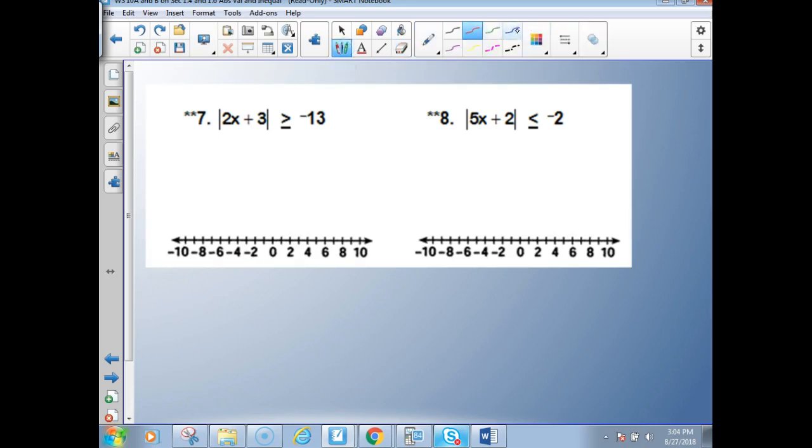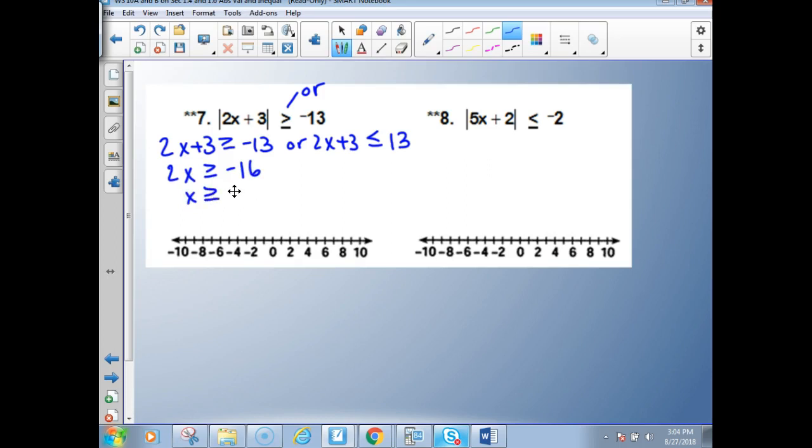I was hoping to have an example of that occurring. All right, so since it's an or, we're going to be putting together two solutions. So we're going to do 2x plus 3 is greater than or equal to negative 13, or 2x plus 3 is less than or equal to positive 13. You're supposed to change the sign and flip the symbol. If you solve this one, you subtract 3 from both sides, you get negative 16, and then you divide by 2, you get x is greater than or equal to negative 8. Now that's going to be from negative 8 on up.